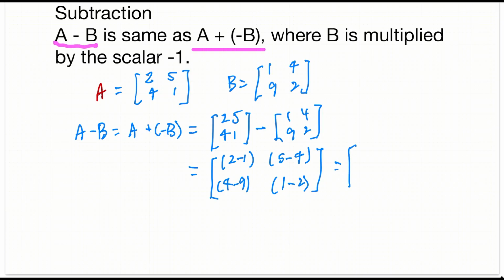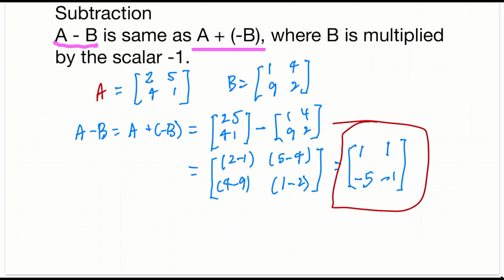Doing the differences, 2 minus 1 is just 1. 4 minus 9 is minus 5. 5 minus 4 is 1. And 1 minus 2 is minus 1. So this is going to be the matrix. It's the result of our subtraction.